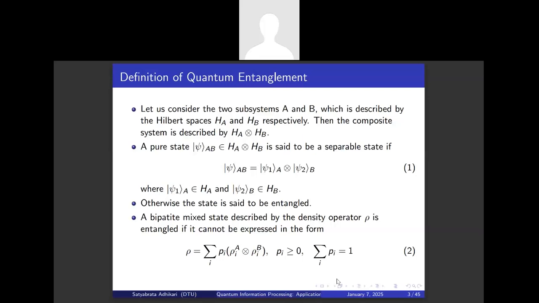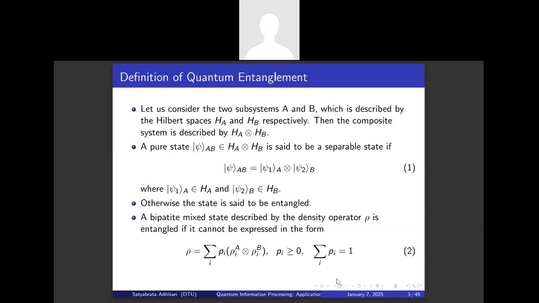Okay, so a bipartite mixed state described by the density operator rho is entangled if it cannot be expressed in this form, that is, summation over i of p_i rho_i^A tensor rho_i^B. What does this mean? This means that we take the convex combination of product states, where rho_i^A is the state in subsystem A, and rho_i^B is another quantum state in the Hilbert space H_B. If we take the tensor product of these two states, then we can say that this state is a product state.